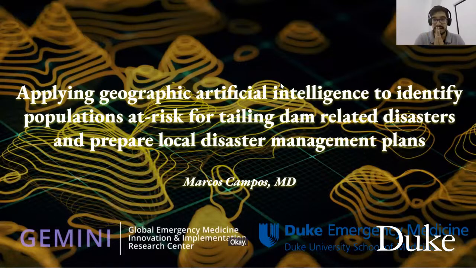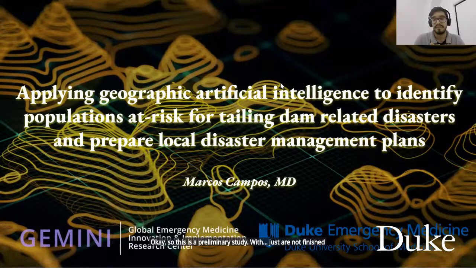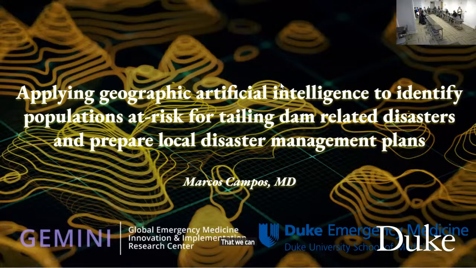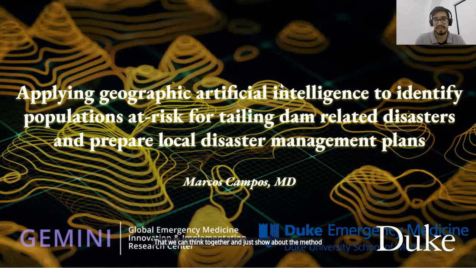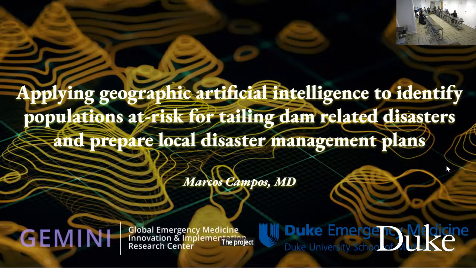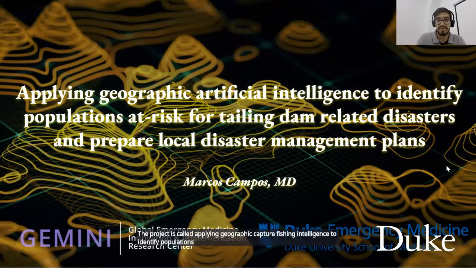so this is a preliminary study with just a not finished paper, and I will just discuss some results and some possibilities that we can think together, and just show about the method we are using in this project. The project is called Applying Geographic Artificial Intelligence to Identify Populations at Risk for Tailing Dam-Related Disaster and Prepare Local Disaster Management Plans.